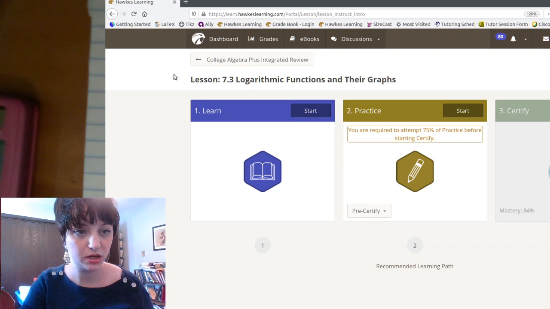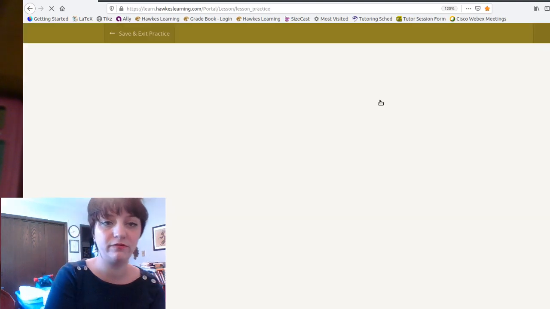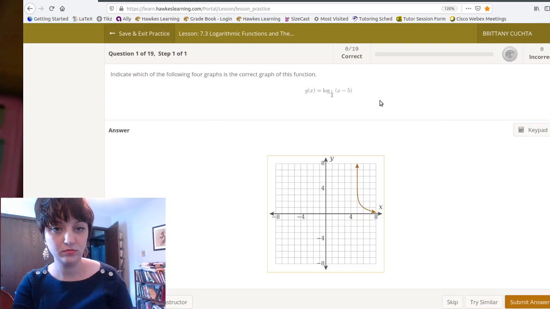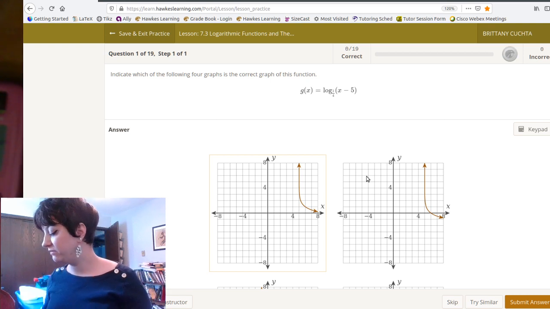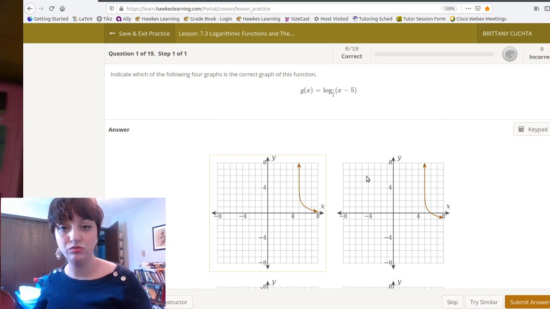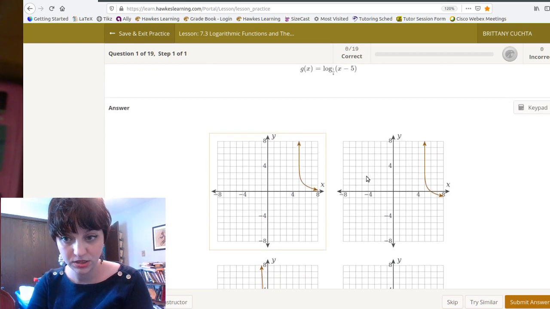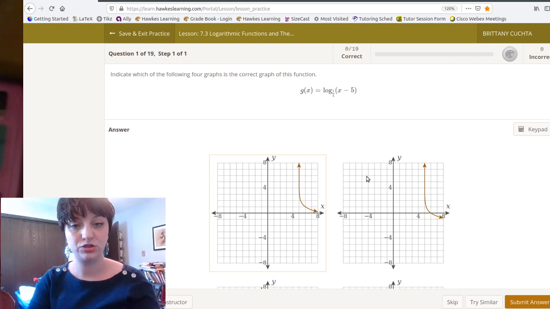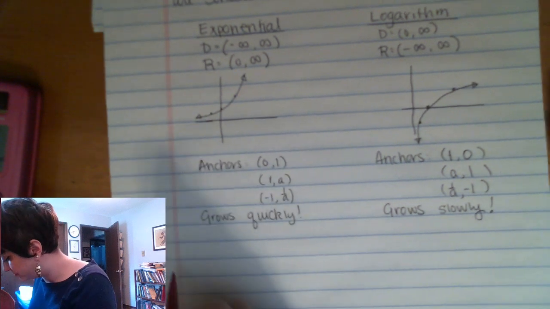All right, so here's my Hawkes, and let's go in and look at a couple graph the logarithm. All right, so which of the following is the correct graph? So you have the anchor points 1, 0, A, 1, 1 over A, -1. So you know what this should look like. All right, so this should contain the points. I'm actually going to need to write something down for it. Okay. So example.